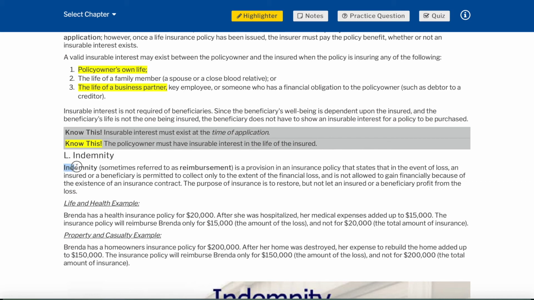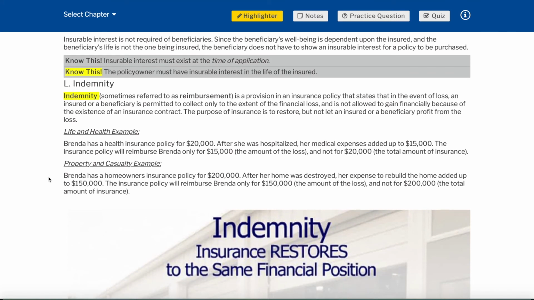L. Indemnity. Indemnity, sometimes referred to as reimbursement, is a provision in an insurance policy that states that in the event of loss, an insured or a beneficiary is permitted to collect only to the extent of the financial loss and is not allowed to gain financially because of the existence of an insurance contract. The purpose of insurance is to restore, but not let an insured or a beneficiary profit from the loss.